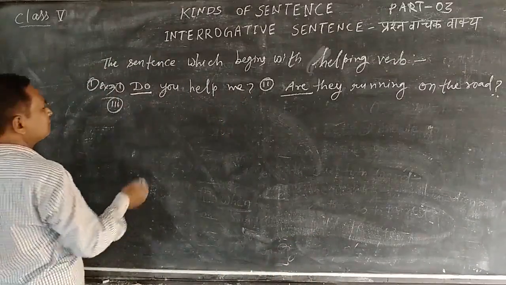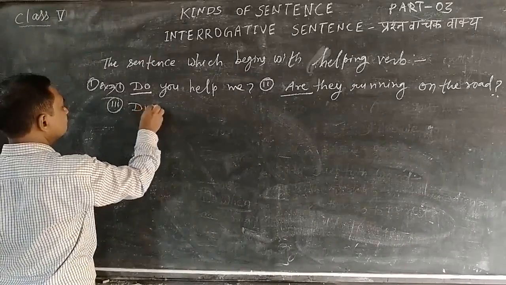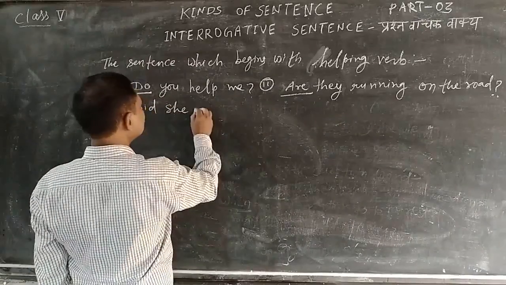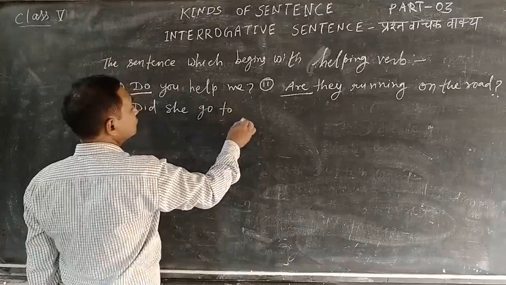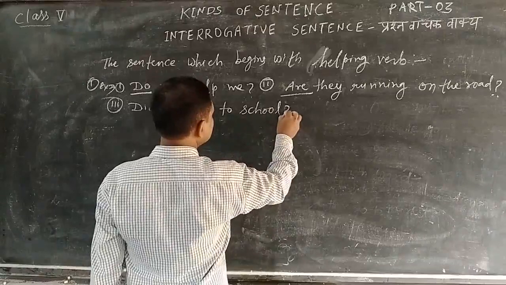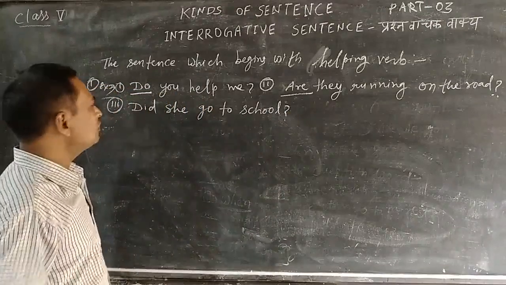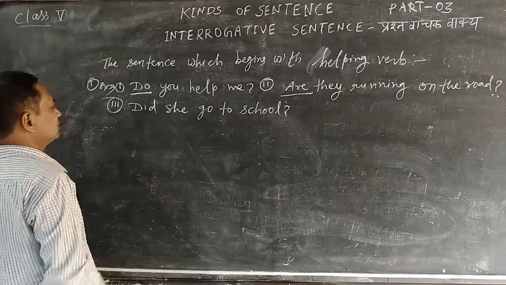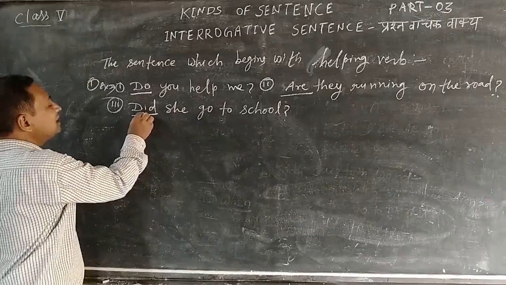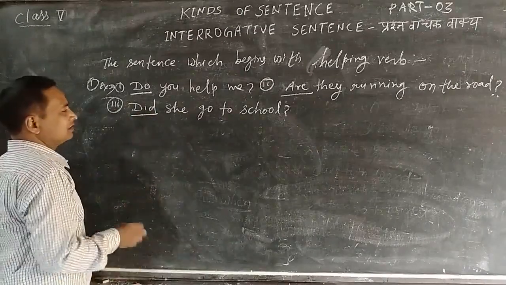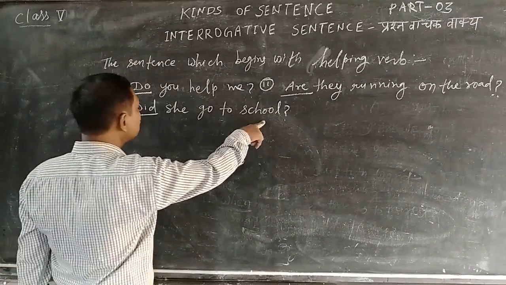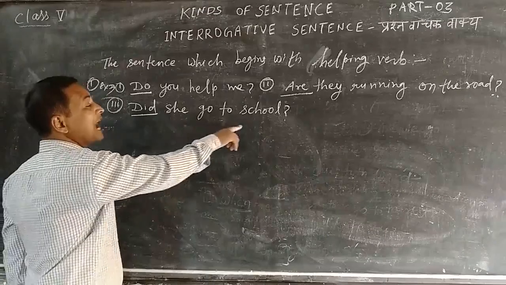In the third example, did she go to school? Did she go to a school? This sentence also begins with helping verb did, and it asks a question. Did she go to a school?